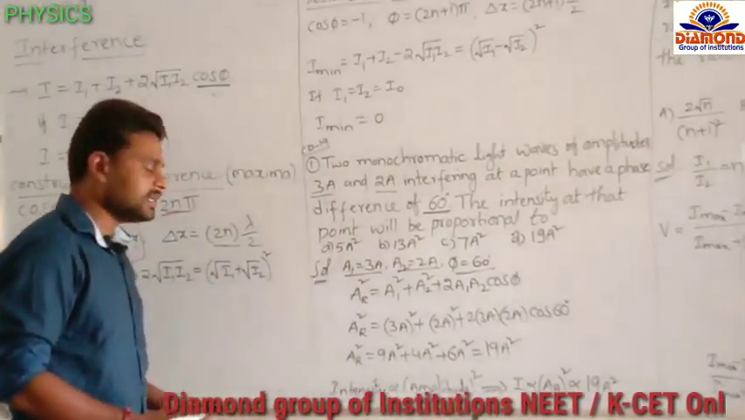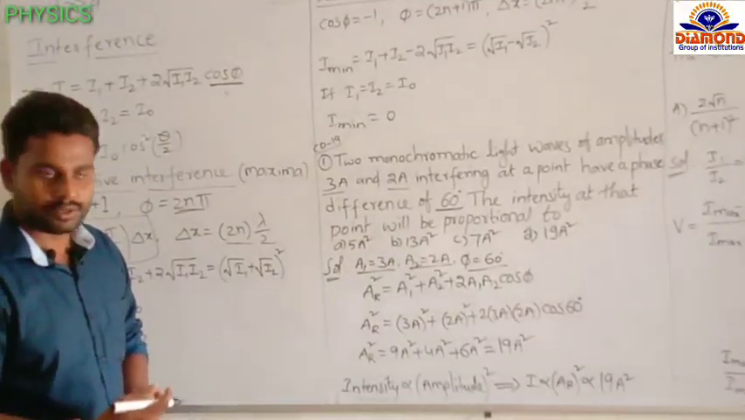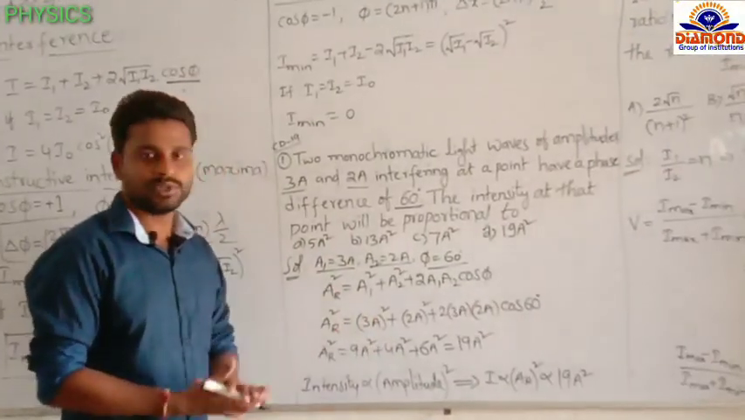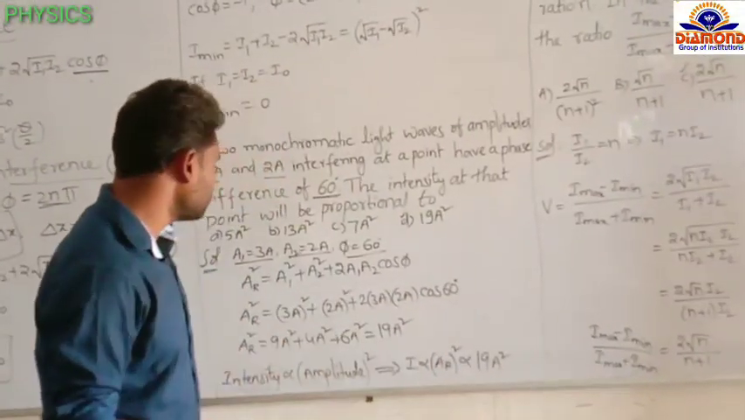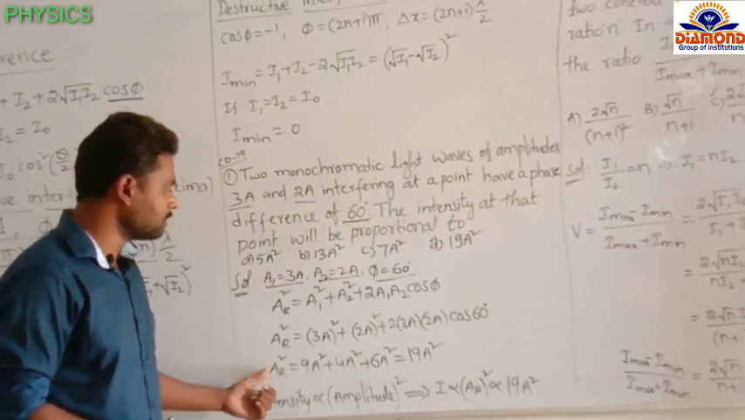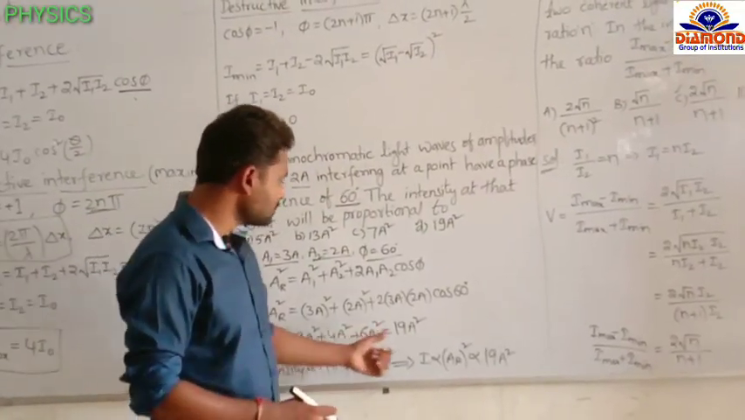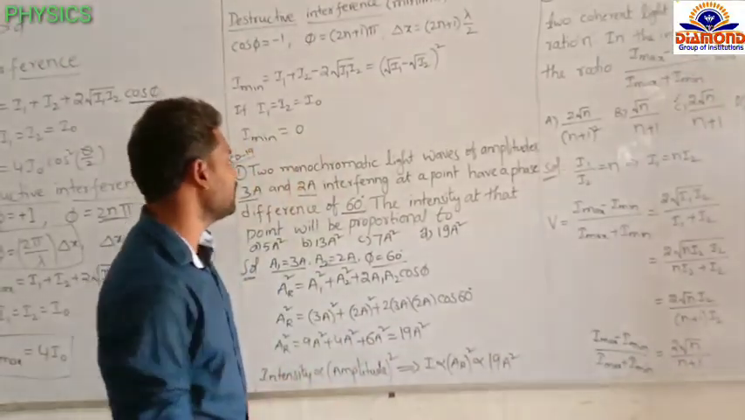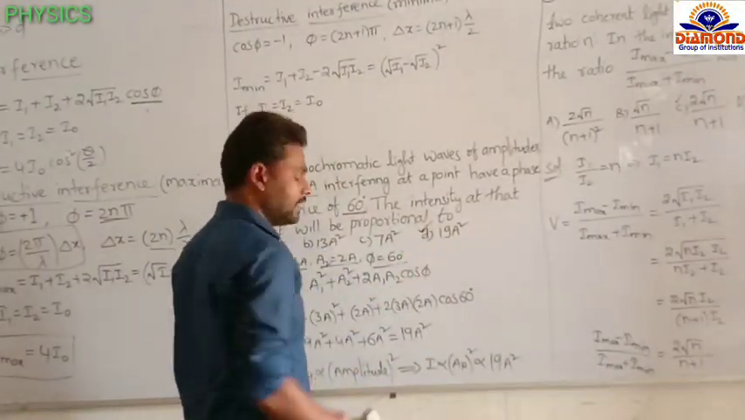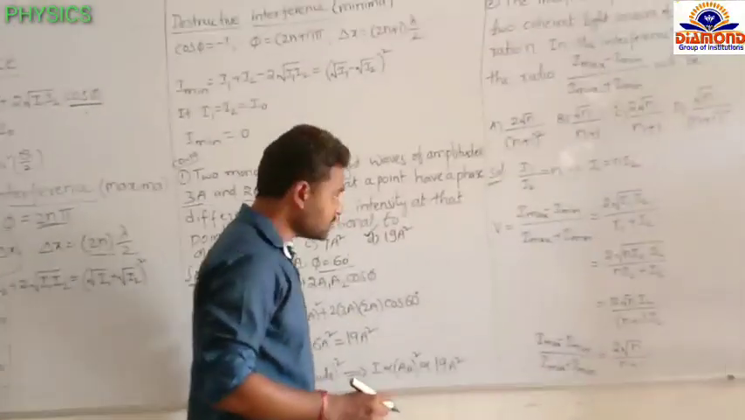So already we know the relationship between the intensity and the amplitude. The intensity is directly proportional to the square of the amplitude. So intensity is directly proportional to the square of the resultant amplitude. Already we got the resultant amplitude square is 19a square. So intensity is directly proportional to 19a square. The answer is D, right answer. And next, go through the second question.